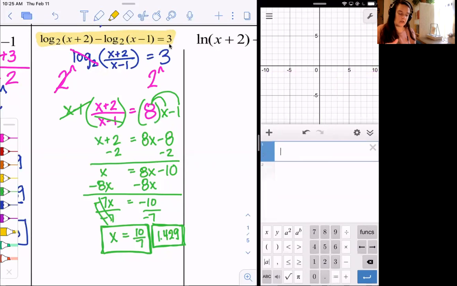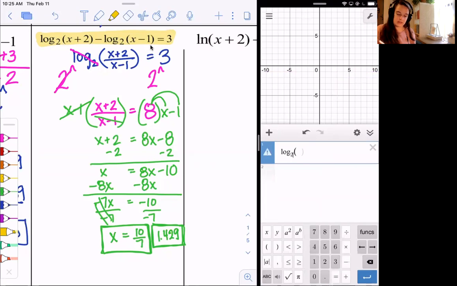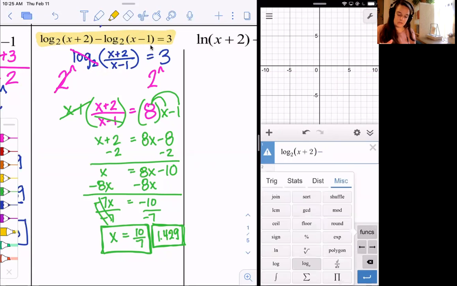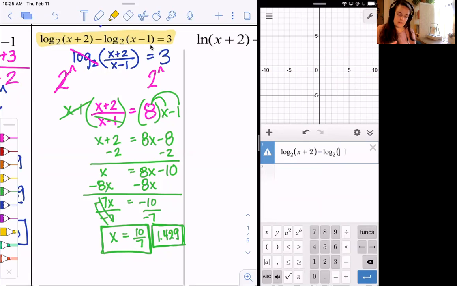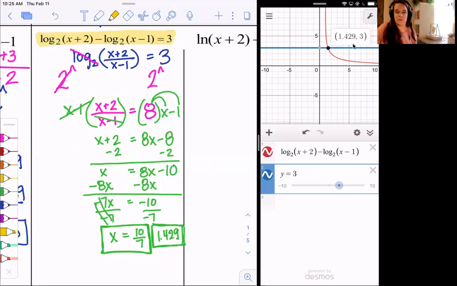Or I can go to my calculator and type in the whole left side as log base 2 of X plus 2 minus log base 2 of X minus 1, right? I get that log equation. And then I'm going to type in Y equals 3. And I can see that they meet right here. That's my solution. My solution is 1.429, which I see as my answer is the same as 10/7.